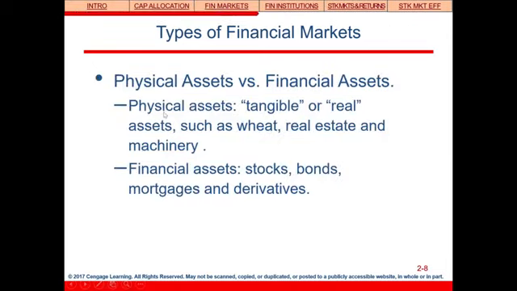The first one, physical assets versus financial assets. Physical assets are usually those assets that we call tangible or real, something that you can touch, you can feel, right? Such as wheat, real estate, machinery. Those things you can feel its value. You can touch. Well, you could say that money is also tangible, right? You can feel the money, but it's different.